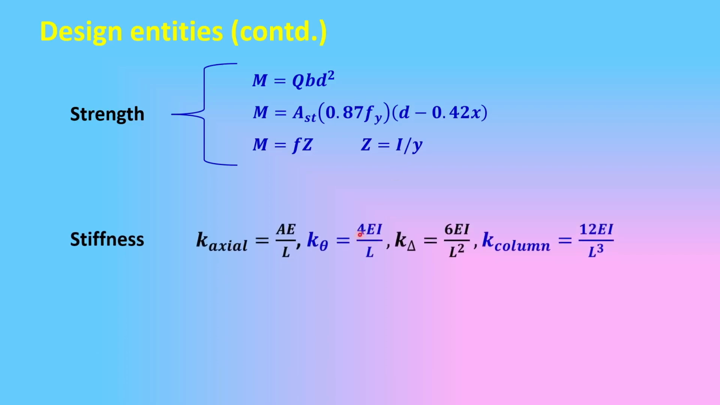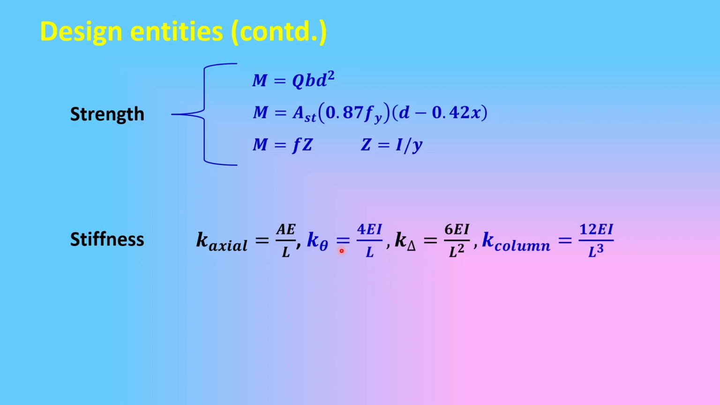Now stiffness we have studied in the previous video. Axial stiffness is given by AE by L. Rotational stiffness is given by 4EI by L. Stiffness against deflection of one end of a beam is given by 6EI by L square. And stiffness of a column against lateral sway is given by 12EI divided by L cube.